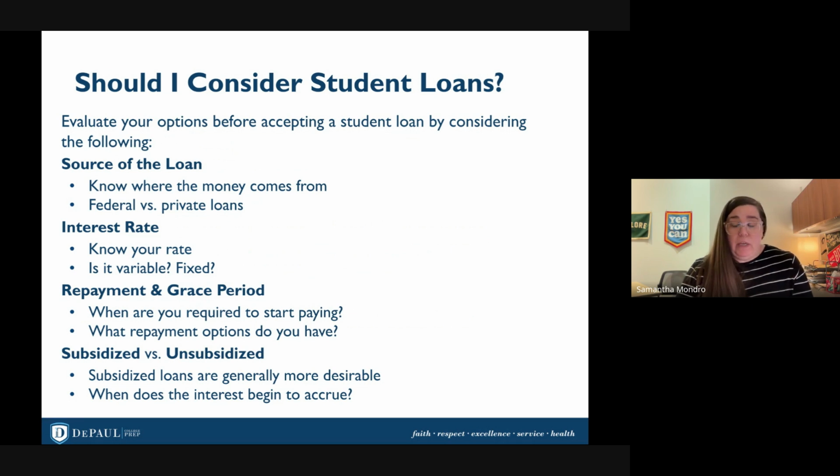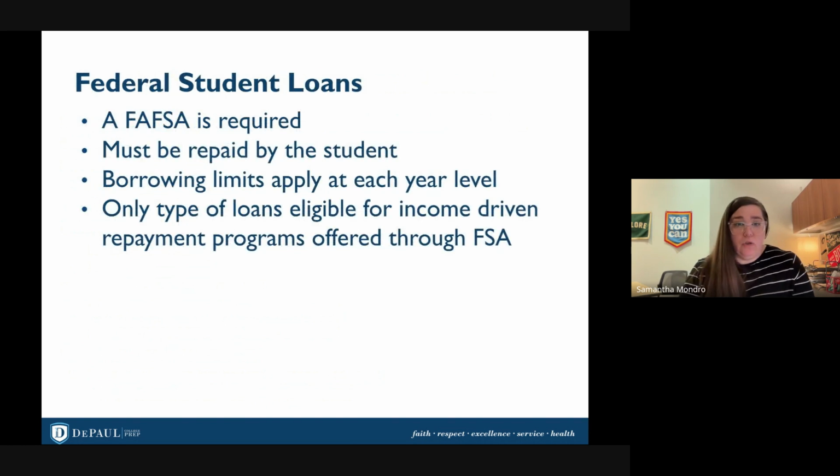And those are generally decided or thought of to be more desirable because the student is not taking on the interest payment. It's also really important to understand when the interest begins to accrue as well. So these are all things that you consider when deciding whether or not to take out loans to help you pay for college.